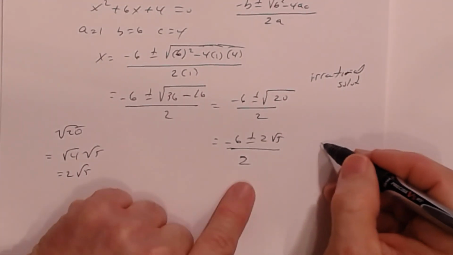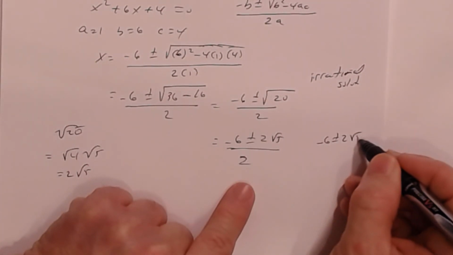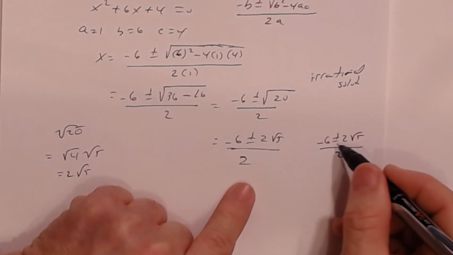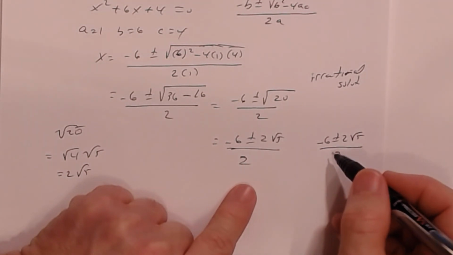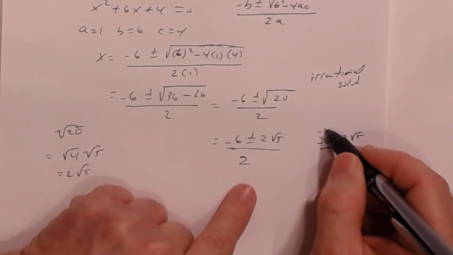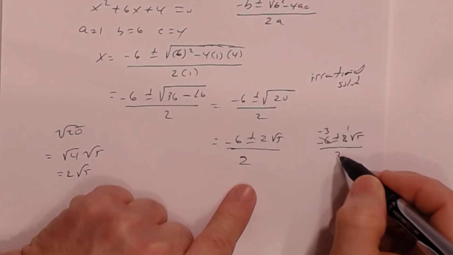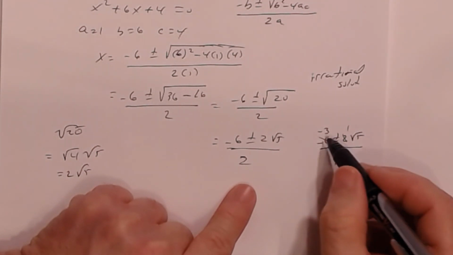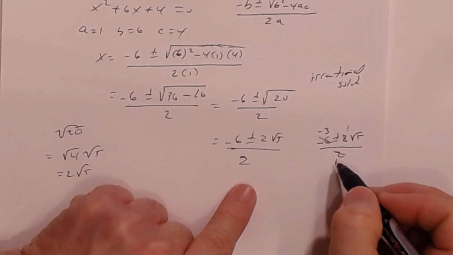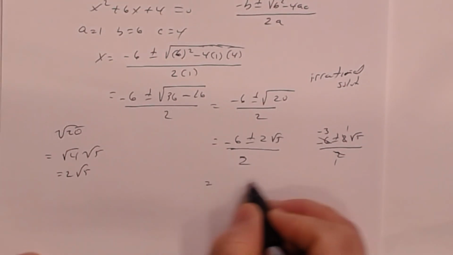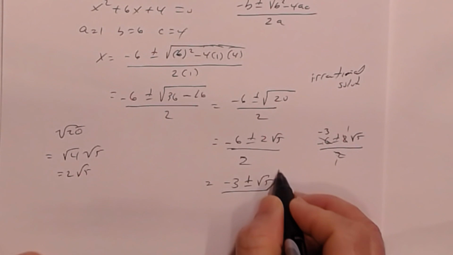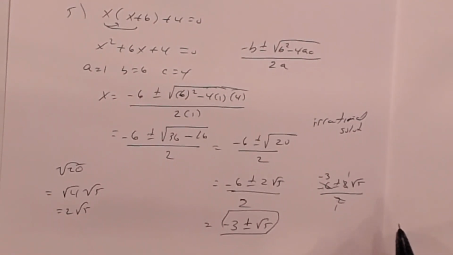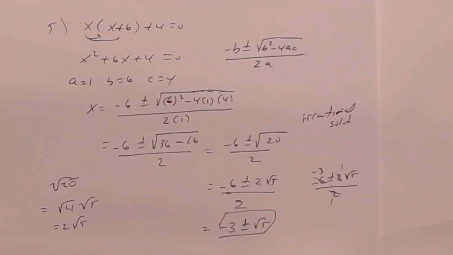Now, just as before, see negative 6, 2, and 2 all divisible by 2, right? So negative 6 divided by 2 is negative 3, 2 divided by 2 is 1, 2 divided by 2 is 1. And the fact that I have a 1 in the denominator, so that it's a numerator divided by 1, means it's just a numerator. So the answer is just negative 3 plus or minus the square root of 5. And that's it. Those are your irrational solutions. So that's number 5.